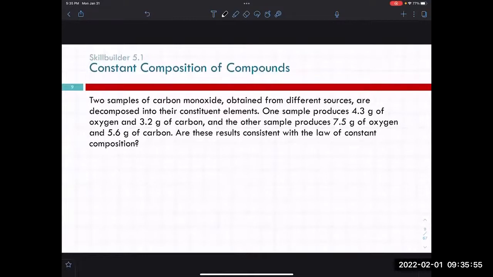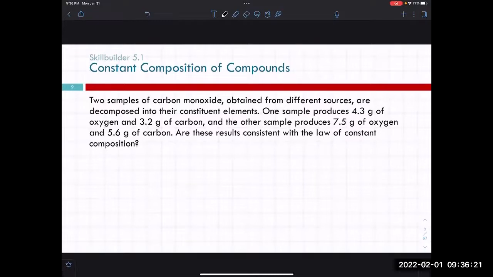Say we have 2 samples of carbon monoxide obtained from different sources, and they're decomposed into their constituent elements. One sample produces 4.3 grams of oxygen and 3.2 grams of carbon. The other sample produces 7.5 grams of oxygen and 5.6 grams of carbon. Are these results consistent with the law of constant composition?